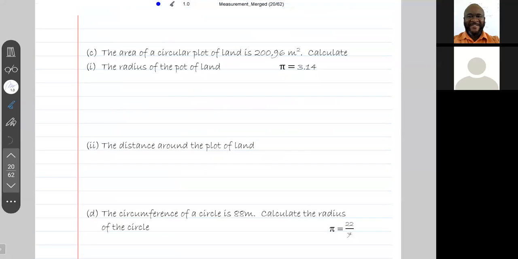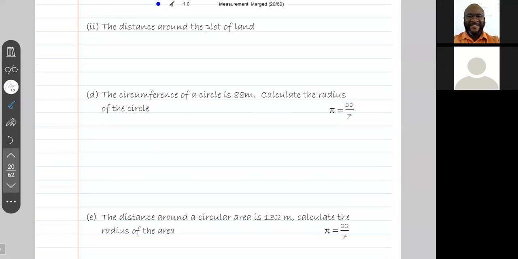All right, so for C, we're given, this says the area of a circular plot of land is that. Calculate the radius of the plot of land. This should probably be a decimal here, not a comma. It should be a decimal point. All right. Then we're to calculate the distance around the plot of land. It's essentially the same thing as the two questions we did before. You can do that in your spare time. So let's go for D.